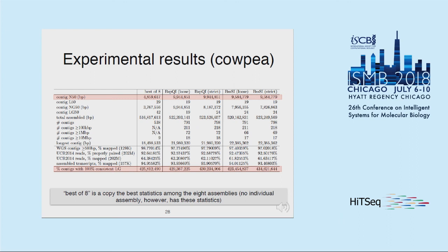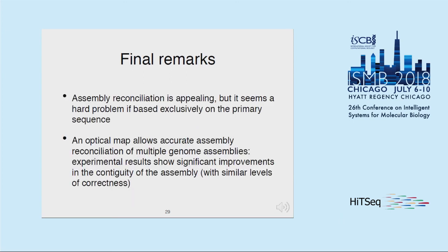And in the aspect of correctness, our stitched context correctness is similar to the input assemblies, even a little bit better. So to conclude, the assembly reconciliation is appealing, but it seems a hard problem if based exclusively on the primary sequence. An optical map allows accurate assembly reconciliation of multiple genome assemblies. Experimental results show significant improvements in the contiguity of the assembly with similar levels of correctness.